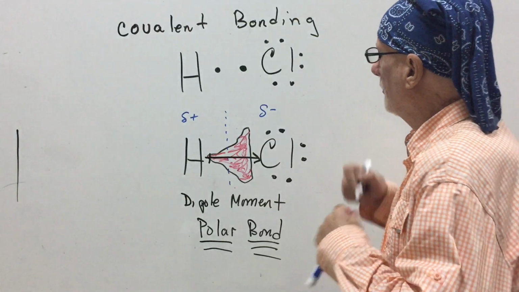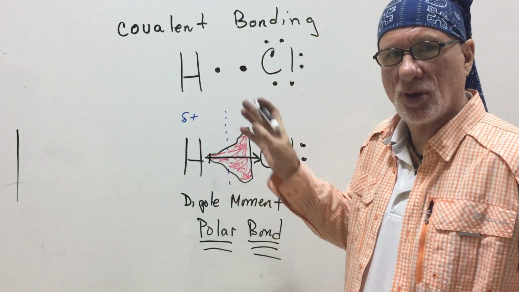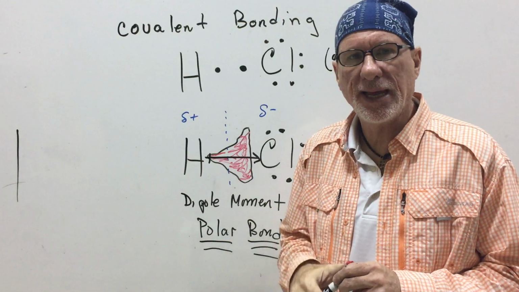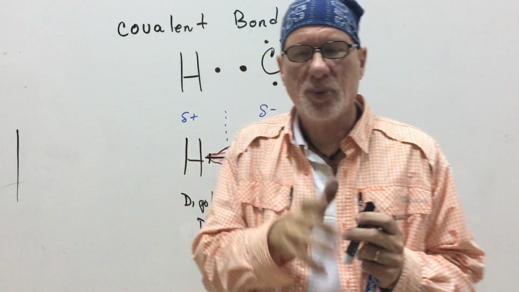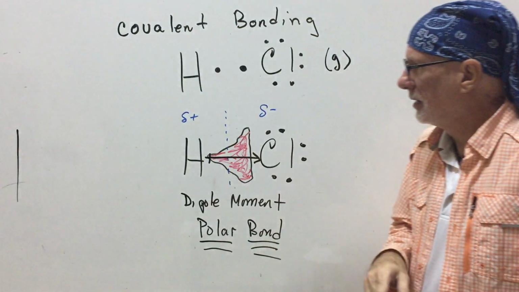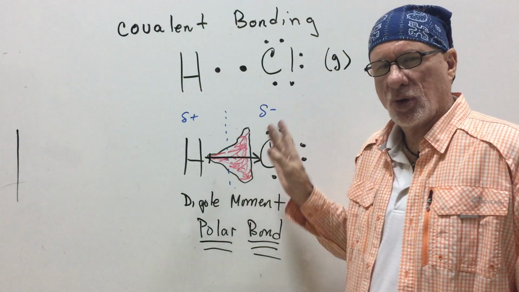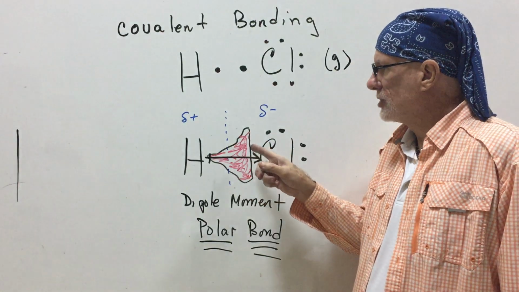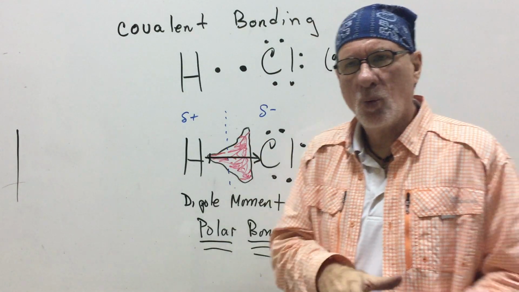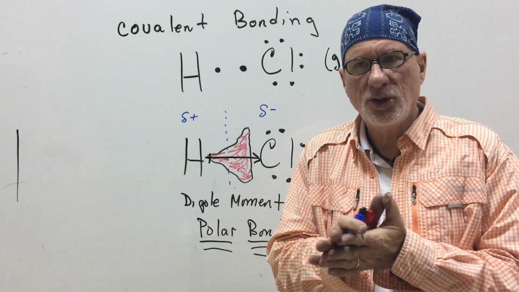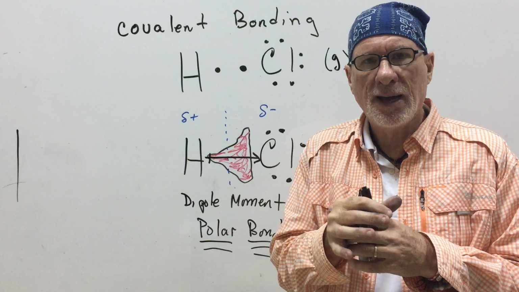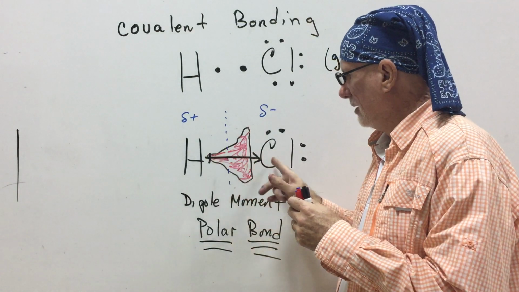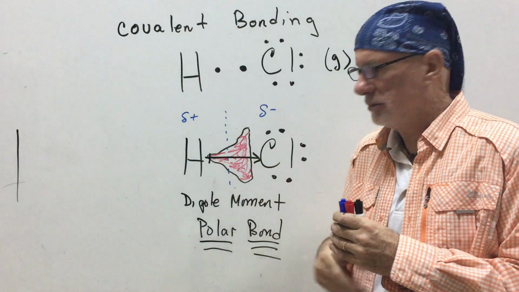This particular molecule, covalent bonding, is gaseous, G for gaseous. That'll become important later on. It's not hydrochloric acid, it's hydrogen chloride in the gaseous state. So, however, with covalent bonding, you have a sharing, okay? And that sharing can be unequal.